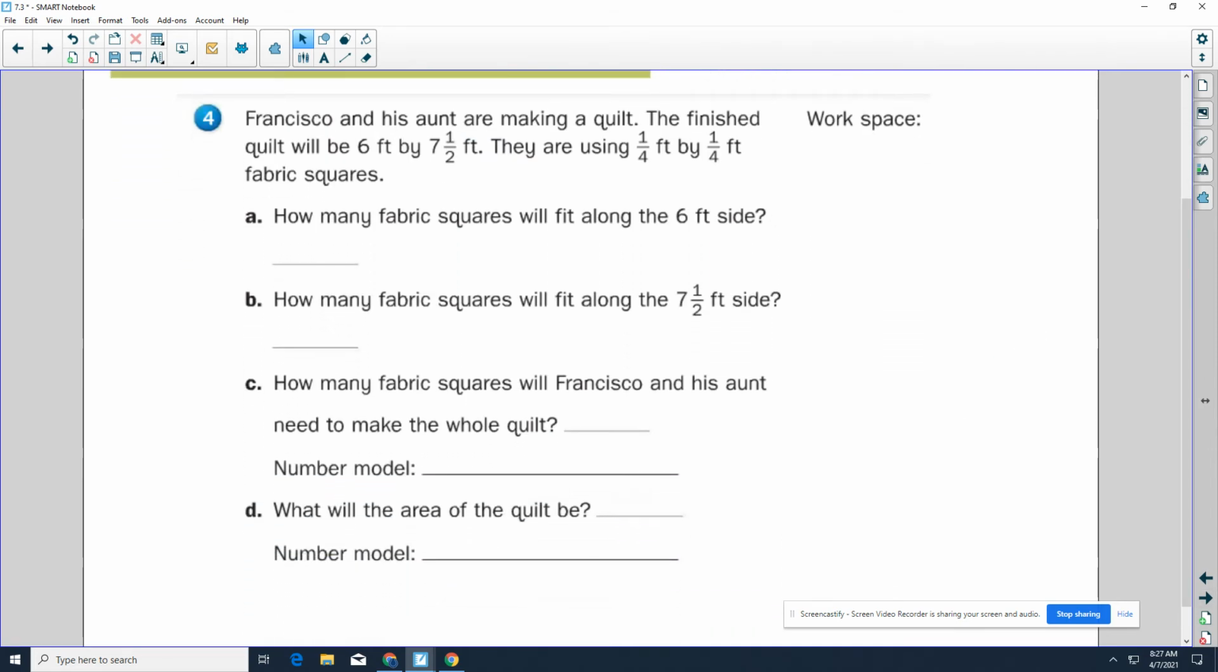So go 4 here. Francisco and his aunt are making a quilt. The finished quilt will be 6 feet by 7.5 feet. They're using 1/4 by 1/4 fabric squares. How many fabric squares will fit along the 6-foot side?